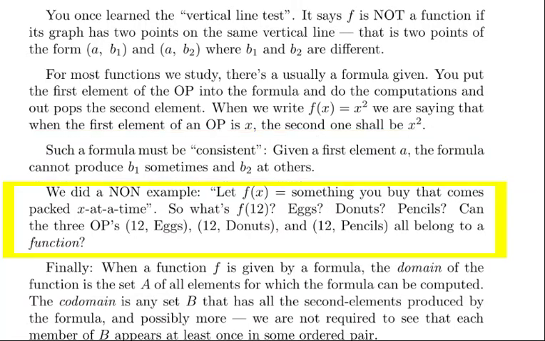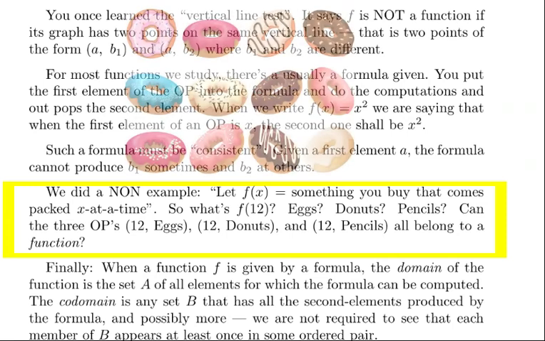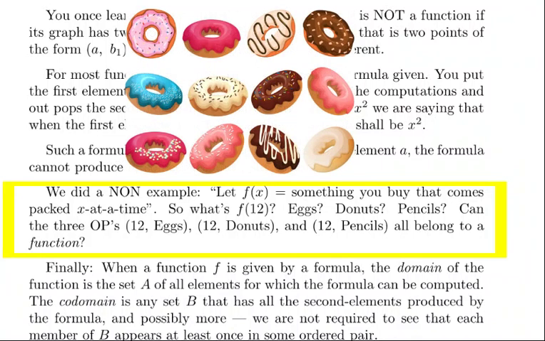In class we did a non-example. We said, let f of x equals something you buy that comes packed x at a time. So what's f of 12? Eggs? Donuts? Pencils? Can the three ordered pairs 12 eggs, 12 donuts, and 12 pencils all belong to the same function?